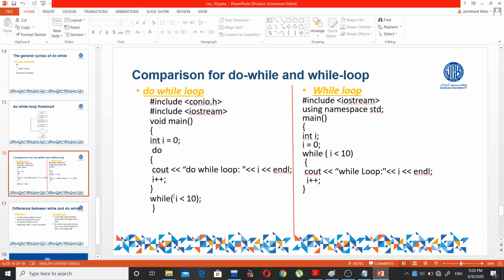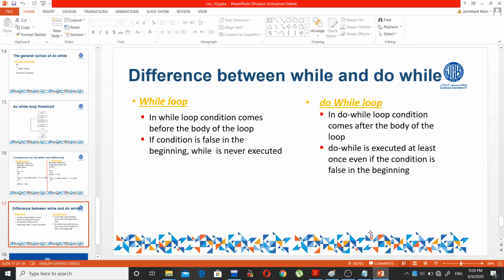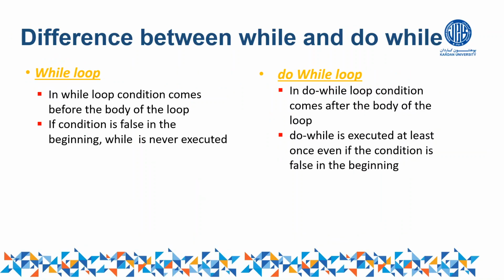Now let's go back to the slide and discuss some of the differences between the while and do while loop. Remember, in while loop, the condition comes before the body of the loop. This is obviously understood, that the condition in while loop is tested first, and after that the body is executed. But in do while loop, the condition comes after the body of the loop. First of all, the body is executed. After that, the condition is checked, as you have seen in the practical program as well.